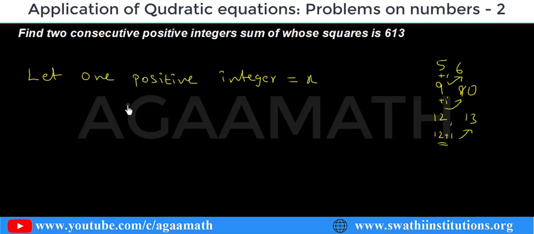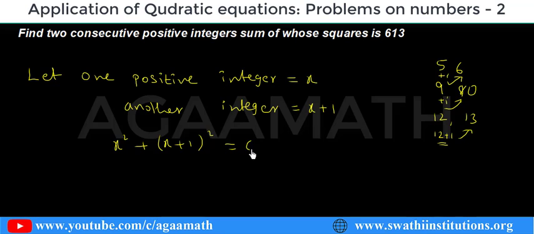Similarly, the other integer equals x plus 1. Whatever I take, the consecutive means the next number, and to get the next number we just add plus 1. So these are the two consecutive integers: one is x and the other is x plus 1. And the sum of whose squares is 613, means x square plus x plus 1 whole square equals 613.